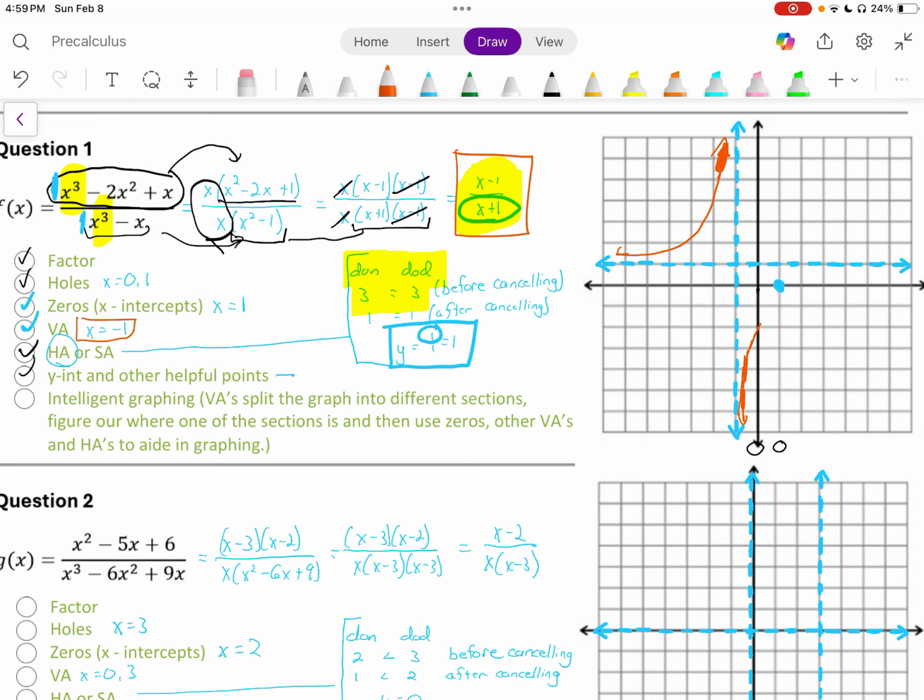There are no intercepts. There's no y-intercepts. Well, yeah, sorry, we can put a 0 in here. I apologize. So coming back to y-intercepts, way back to y-intercepts. If you put 0 in there, you get negative 1 over 1, and so the y-intercept should be negative 1. So we have a y-intercept of negative 1.